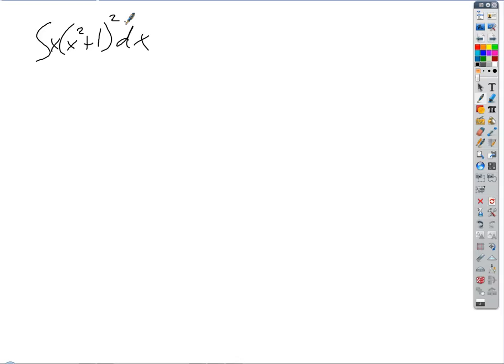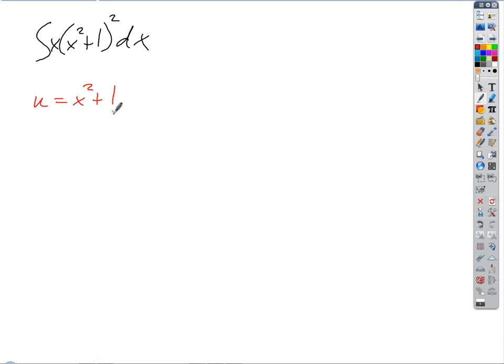Right, exactly. So we don't want to do this, though. We could FOIL out x squared plus 1 squared, distribute the x, and integrate. But let's see if we can pick a u substitution instead. So what's our u going to be? x squared plus 1. x squared plus 1, okay?